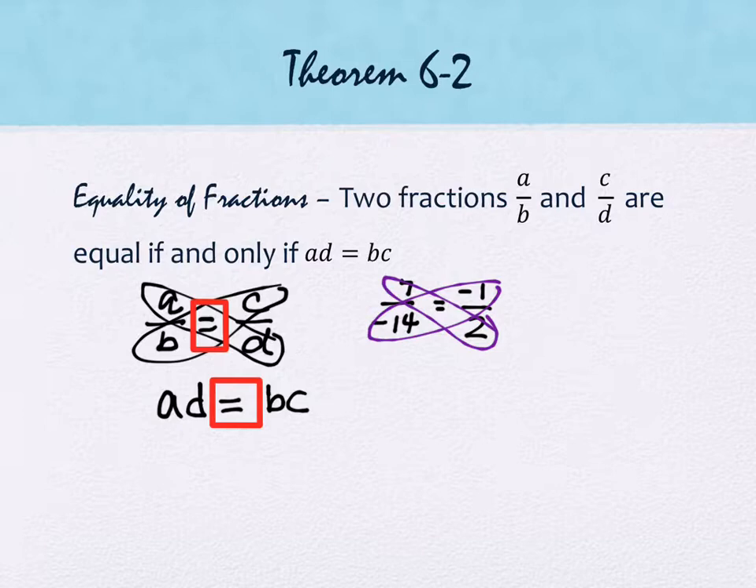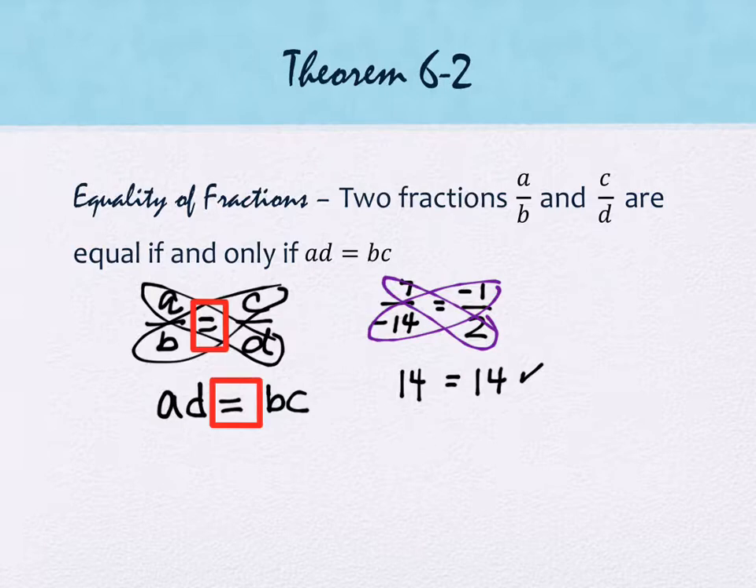And in fact, 7 times 2 is 14, and negative 14 times negative 1 is also 14, and so it works. And it doesn't just work, of course, for that one. It works for any equivalent fractions. So that's another way to determine if fractions are equivalent, is to cross multiply and see, do I get the same product in both directions?